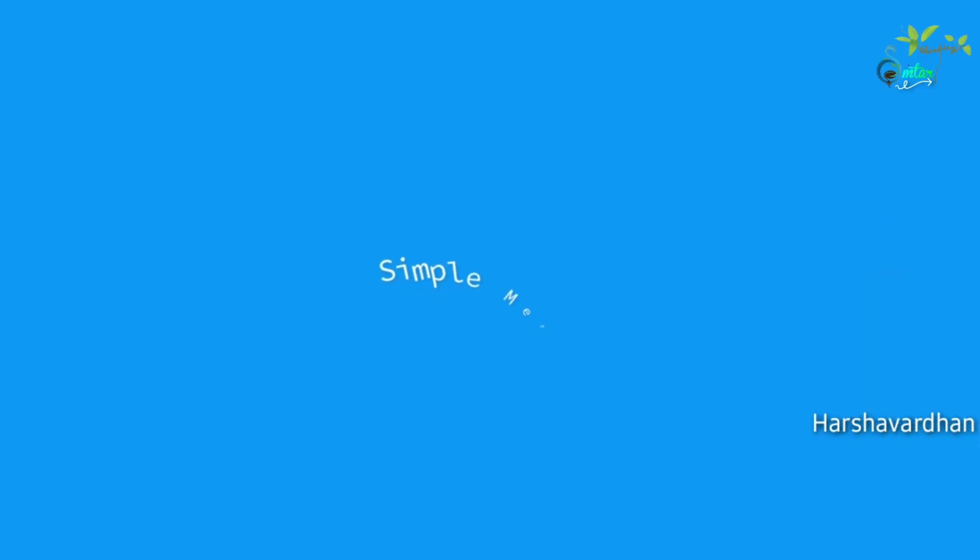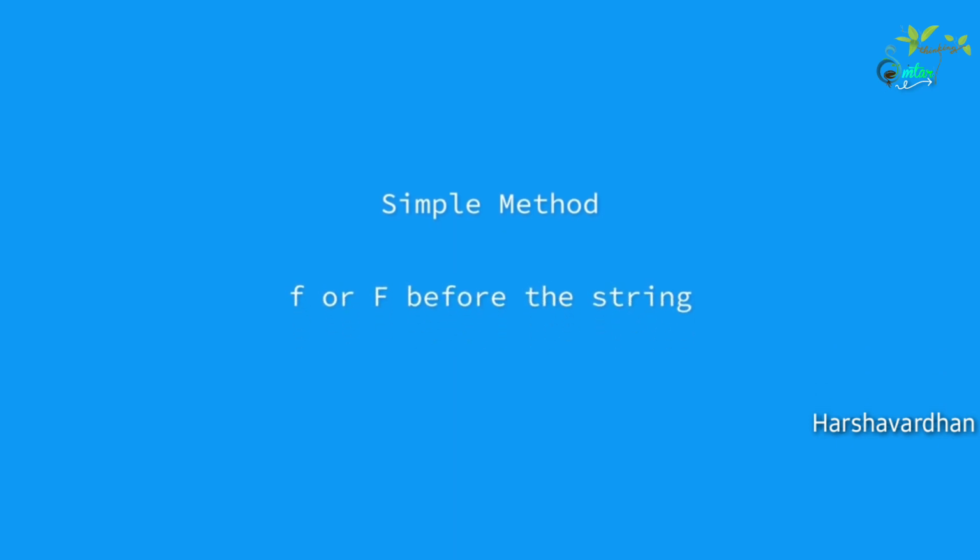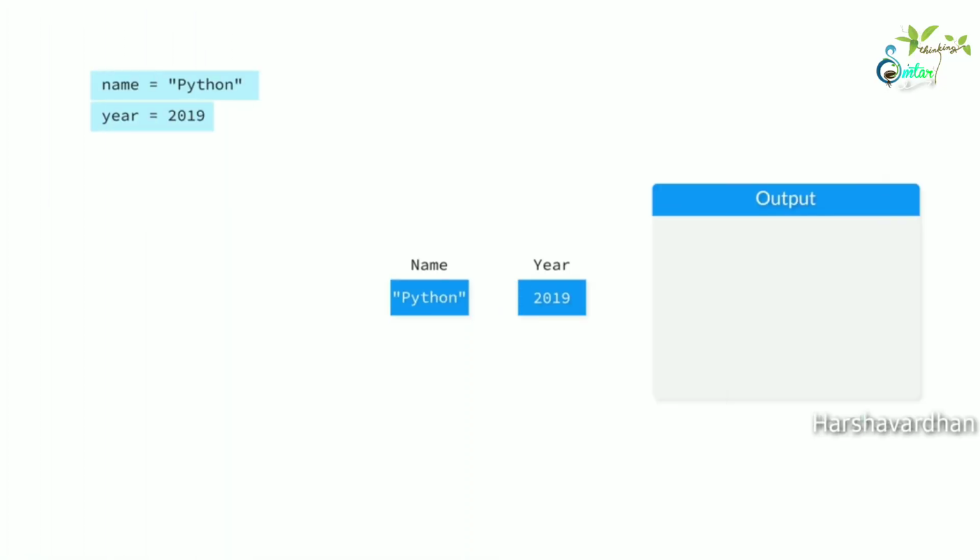But the simplest of all the methods is just adding f before the string. It can be lowercase or uppercase. Here f denotes it is a formatting string, and we can just place the variable name within curly braces, and it will be replaced by the variable's actual value. So this is the example. We can add f at first and write the string and variables in curly braces, so the value of the variable will be printed.